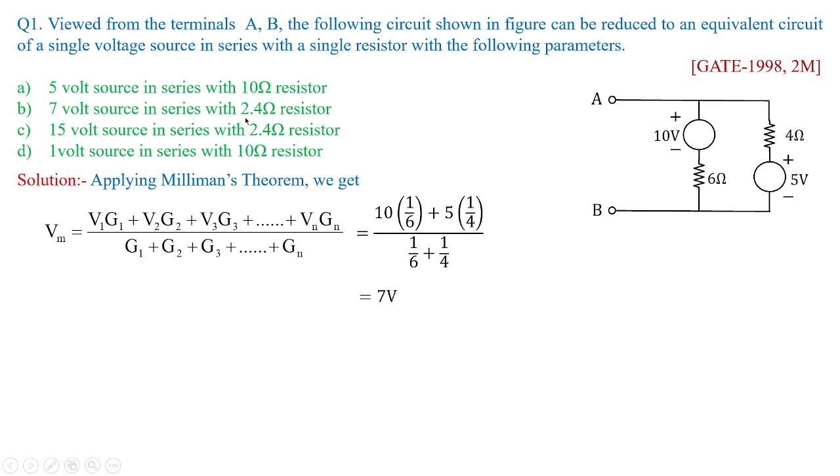Let us check whether we are going to get the value of resistor as 2.4 ohm or not. For that, we have the formula Rm is equal to 1 by Gm. So I'm applying the formula directly like this, 1 by 6 plus 1 by 4, which is nothing but 2.4 ohm. Hence, option B is the right answer. So it is a basic level of Milliman's theorem. You can apply any other approach to get the same answer and comment in the chat box whether you got the same answer or not.